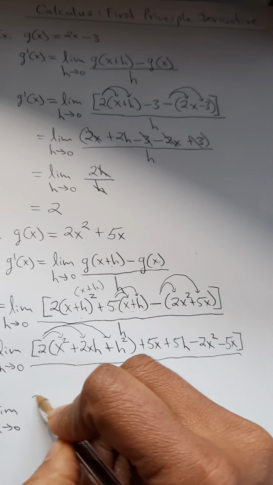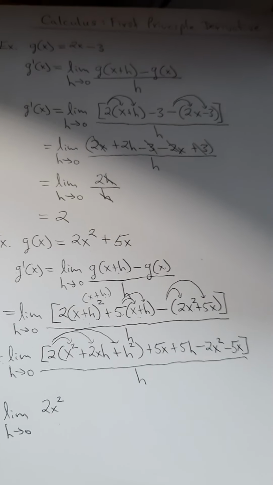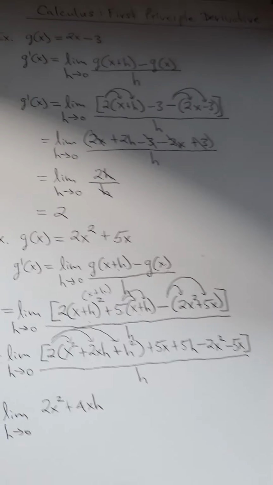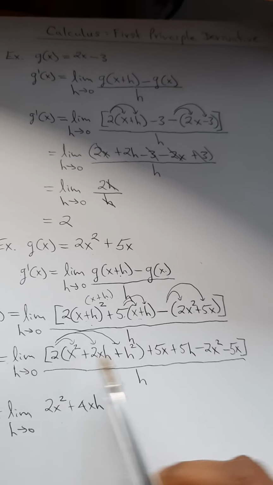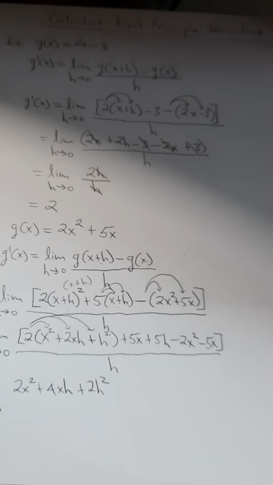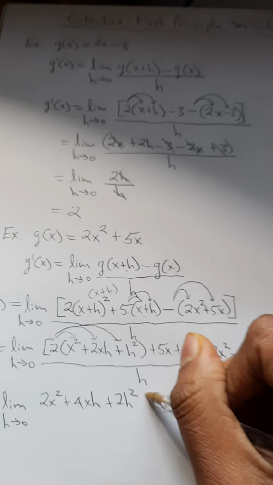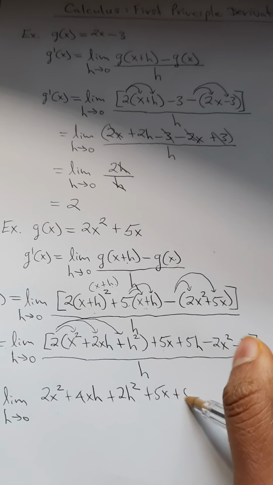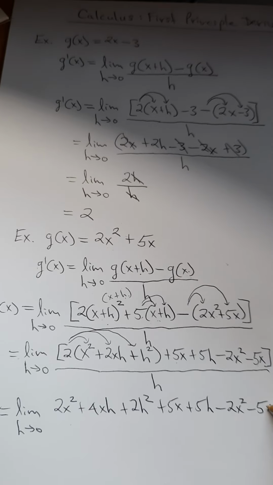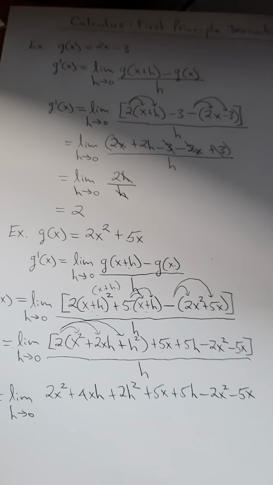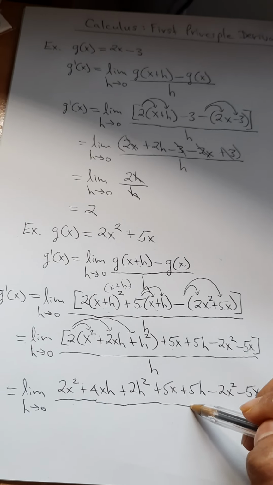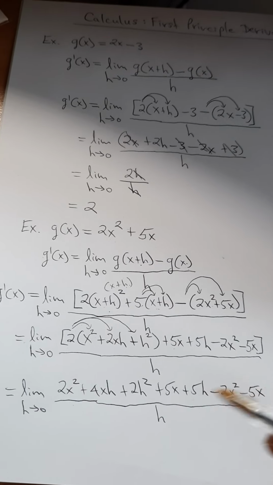So 2 times x squared, 2x squared. Then you're doing 2 times 2xh, so plus 4xh. And then 2 times h squared, so plus 2h squared. And I want to just keep all of this other stuff the same. So plus 5x plus 5h minus 2x squared minus 5x. Please make sure you're taking your time as you're expanding and simplifying this expression. And then let's put the whole thing over h.